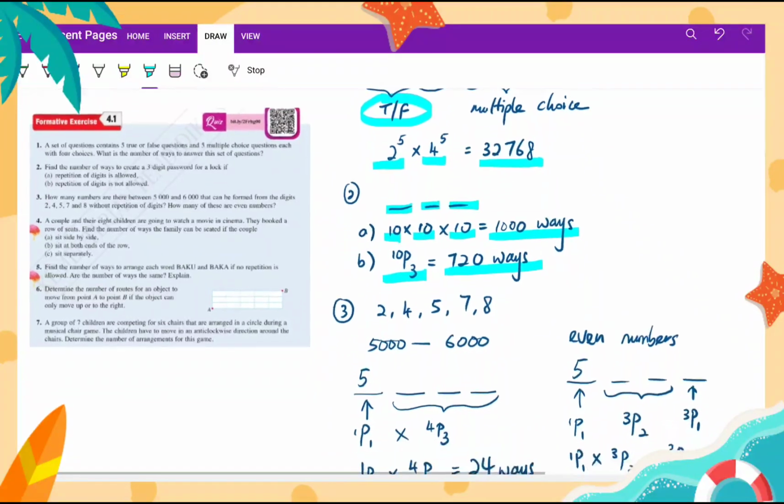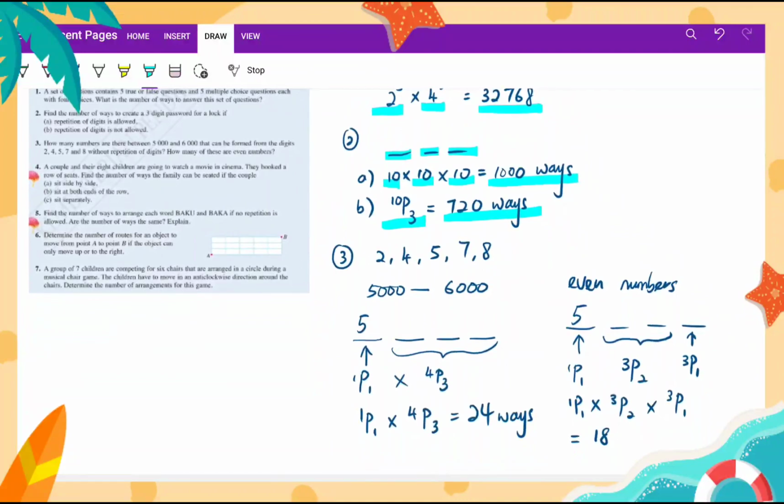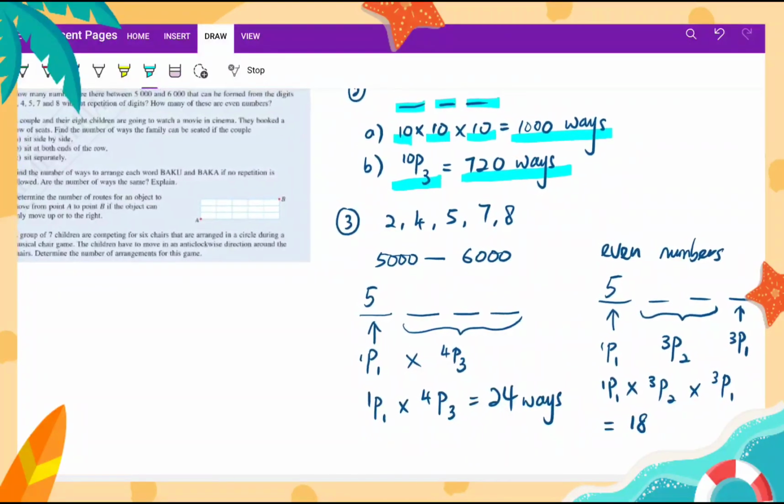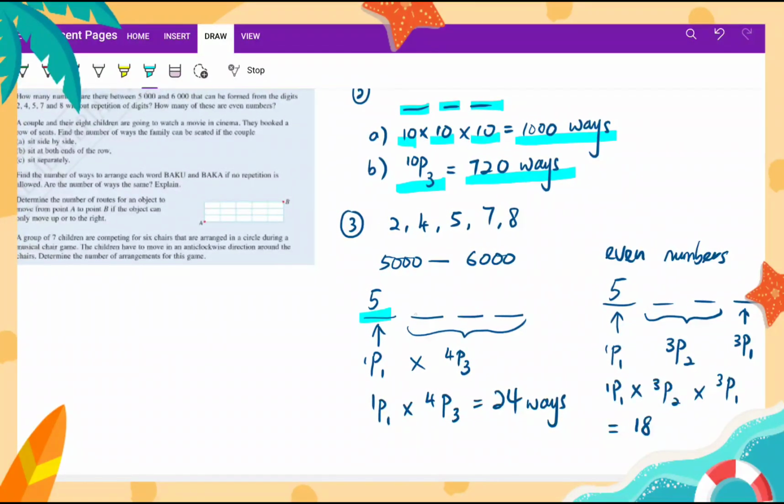Number 3. How many numbers between 5,000 and 6,000 can be formed from the digits 2, 4, 5, 7, 8 without repetition of digits? And how many of these are even numbers? So we complete the first part. We are looking for the 4-digit numbers between 5,000 and 6,000 without repetition of the digits. So 1, 2, 3, 4 digits. If a number is between 5,000 and 6,000, then the first placing, the 1,000 placing, should be only 5.